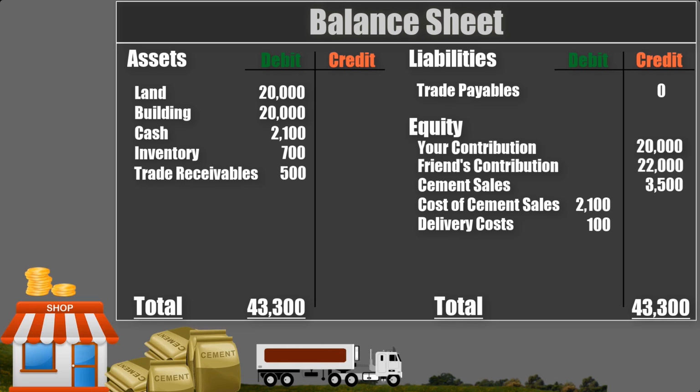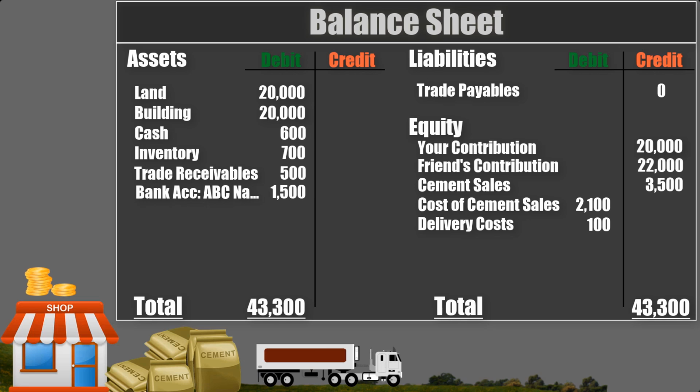For our second transaction, you transfer $1,700 of your cash into the bank account you just created with ABC National. We add the bank account to assets and complete the transaction. We debit the bank account and credit your cash balance.